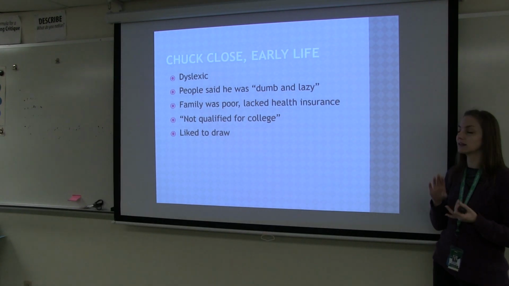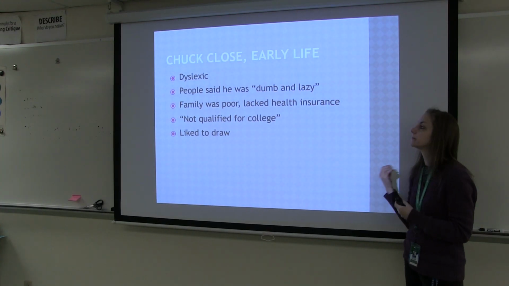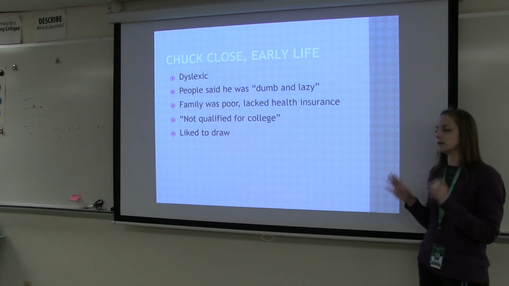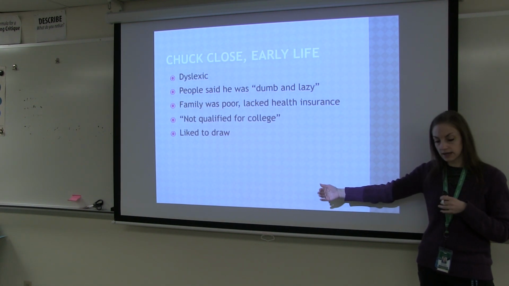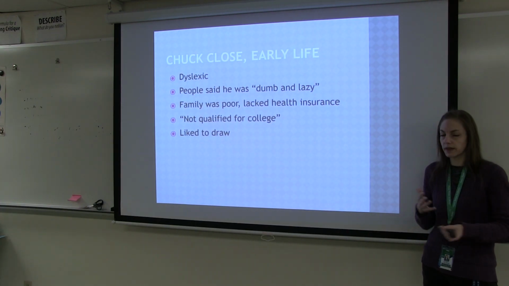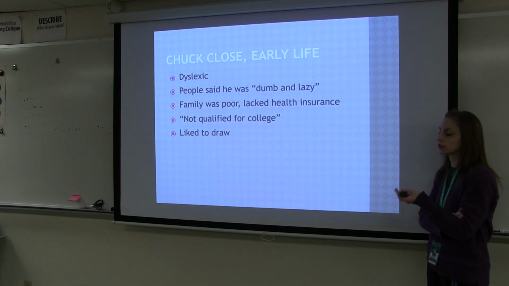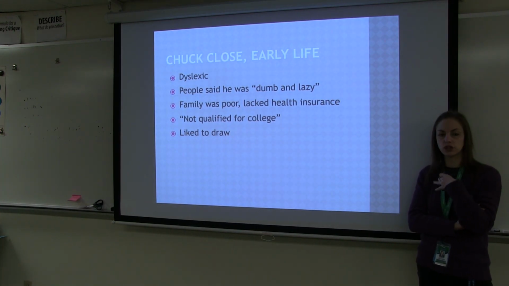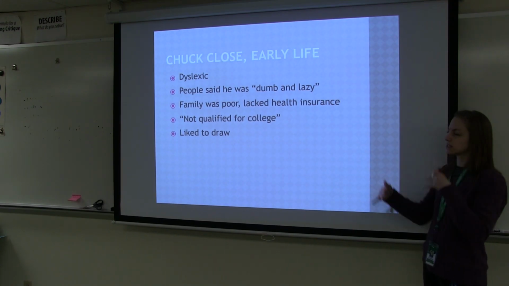He was dyslexic. He had a lot of difficulties with learning and with school. Some of his teachers even thought he was just dumb and lazy because he wasn't making progress academically, and he was really struggling with that. And his family was not well off. They did not have good health insurance. He had some physical challenges, disabilities as a child, so he had all of these things stacked against him.